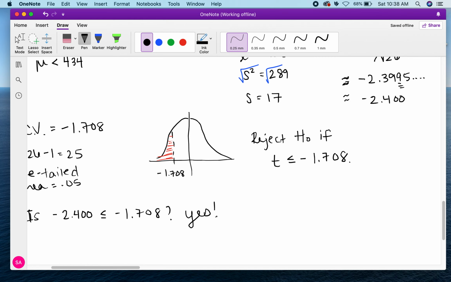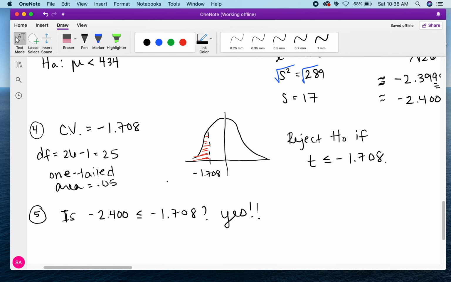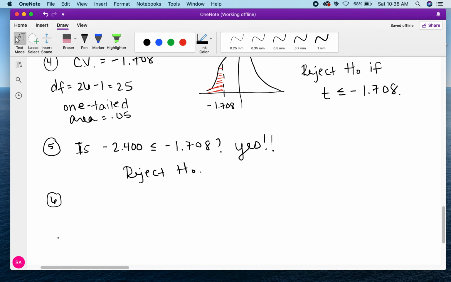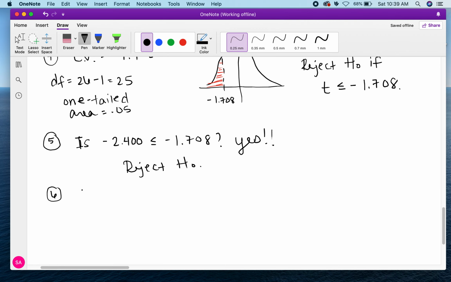Absolutely, yes. So that means it's living to the left of negative 1.708, and it's living in the rejection region. So we are going to reject the null hypothesis. So our final conclusion, to put this all into words, there is sufficient evidence to show that the bags are being underfilled.